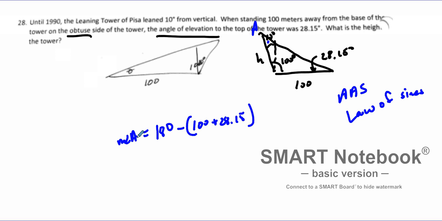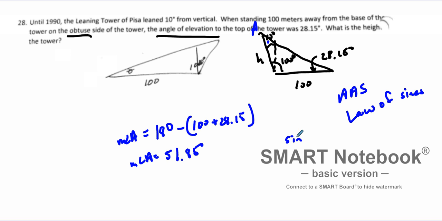So if you take 180 minus 100 minus 28.15, we have an angle of 51.85 degrees. You can put that in your calculator or do it in your head, whatever you want to do. Now the question is, we have that angle and this side, and we have this side we want to find and this angle. So we're going to use the law of sines.